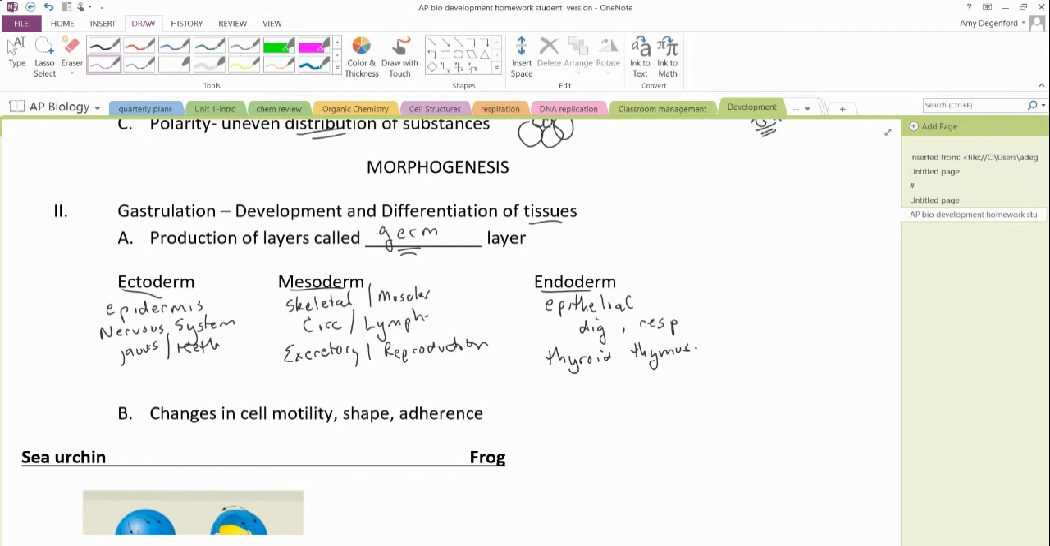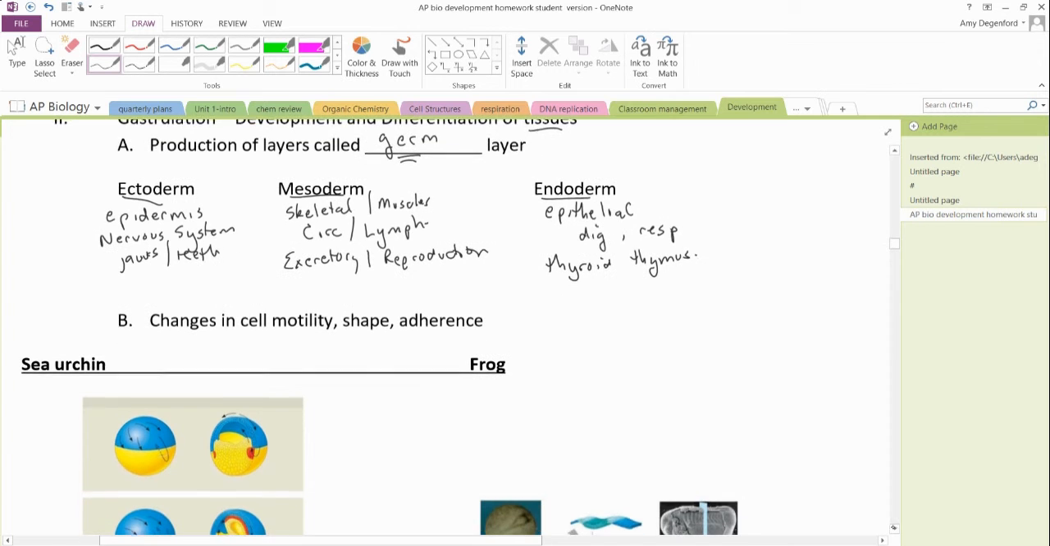Now, we're not as interested in you memorizing these, but it's interesting to see how they get divided into the different parts. What we want to look at is how this is happening. Now, accompanying the differentiation is their placement. So we start seeing changes in cell motility, their shape, their adherence.